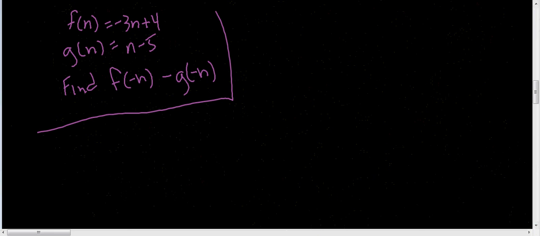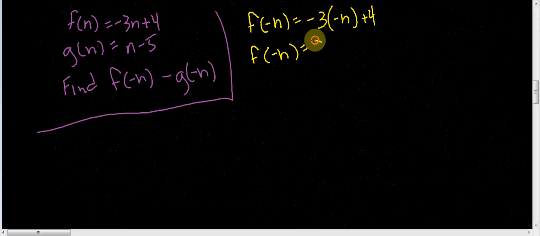Alright, we have one last problem here. I've already written it out on the video, so you can see we have two functions f and g, and we want to find f of negative n minus g of negative n. Alright, so let's go ahead and evaluate both of these functions. F of negative n is going to equal negative 3 times negative n plus 4, and so that gives us 3n plus 4.